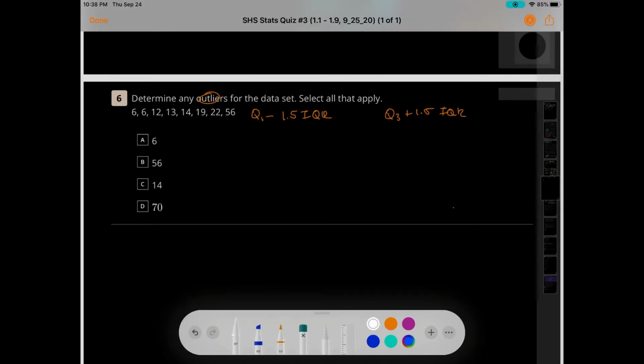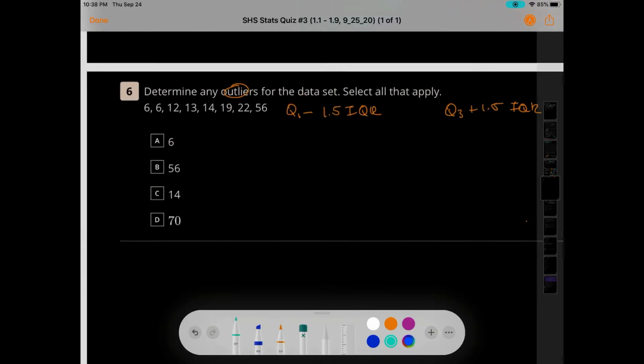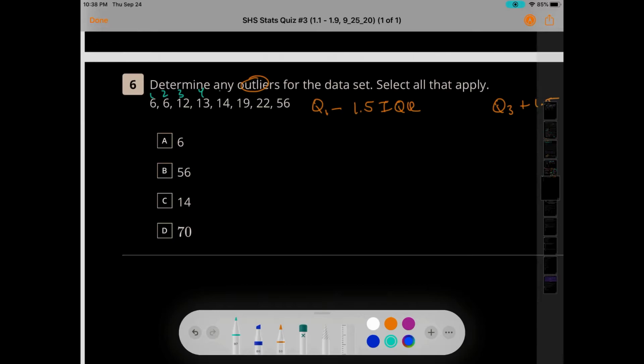Already done for me. I'm going to have to number these. Let's number these. So 1, 2, 3, 4, 5, 6, 7, 8. That's good. It's even. We like even numbers. There's 4. So IQR is Q3 minus Q1. Okay. So let's figure quartile 1. That's this pink. 4 numbers. Take the average. 6 plus 12 divided by 2. And your quartile 1 is going to be 9.